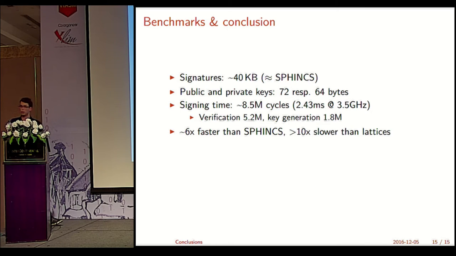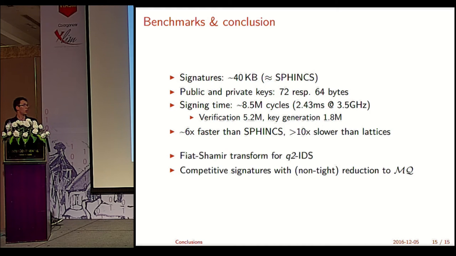To give you some conclusions and benchmarks, the signatures are 40K, which is roughly what SPHINCS is also getting. SPHINCS is the current state-of-the-art hash-based signature scheme, which is the most conservative signature choice you could make right now. There's public and private keys of 72 and 64 bytes, so those are very small. It's a result of choosing just a seed and this input to the MQ function. Signing time is not comparable to lattice-based signatures, but definitely faster than what SPHINCS is getting. Verification and key gen are similarly reasonably okay. But also important, we now have a general Fiat-Shamir transform for IDSs of the form Q2.